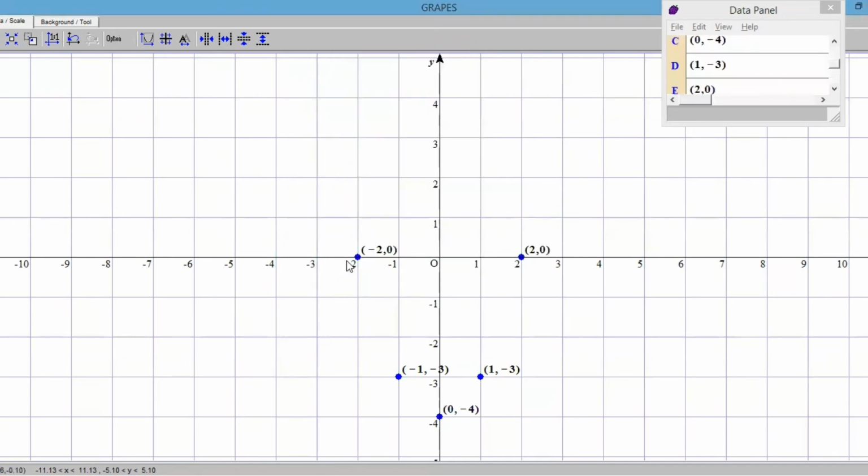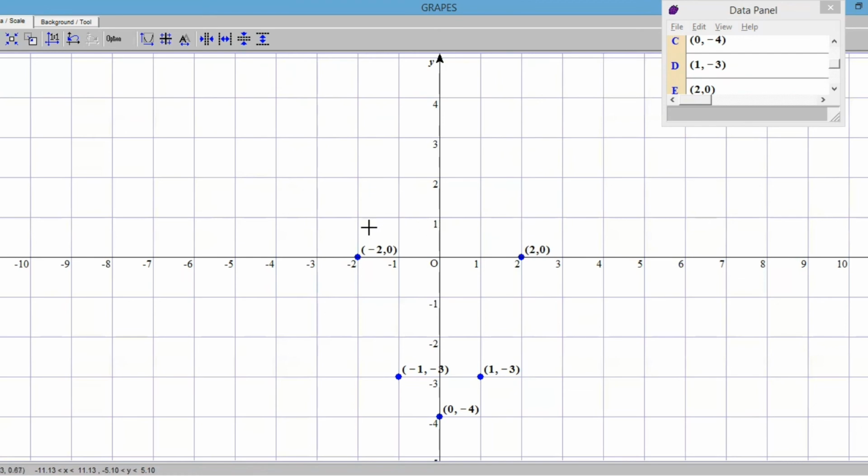Okay, so without using the graphing paper, ruler, and the pencil, and by using this kind of software, we have plotted the different coordinates that we assigned earlier in our table of values. Wherein the first one is if x is negative 2, y is 0. If x is negative 1, y is negative 3. If x is 0, y is negative 4. And if x is positive 1, y is negative 3. If x is positive 2, y is 0.